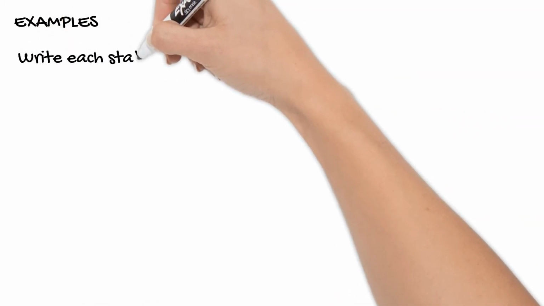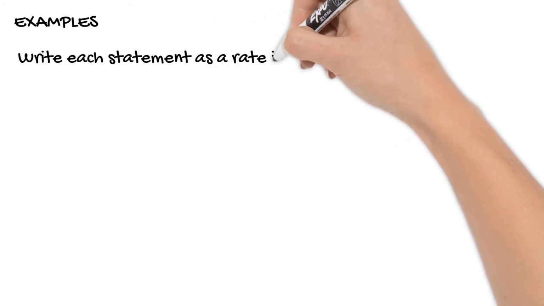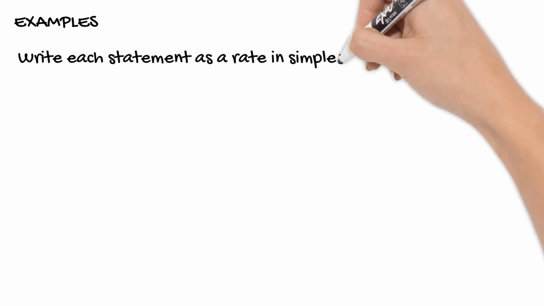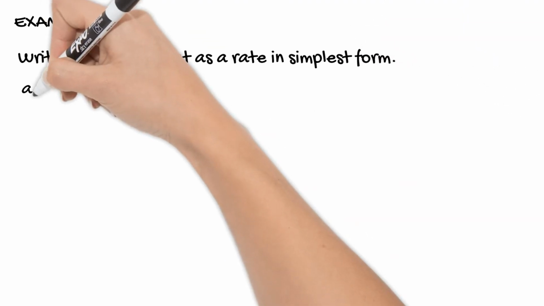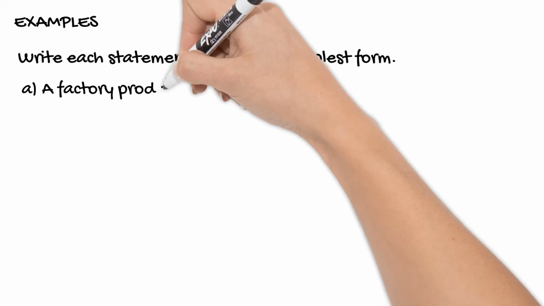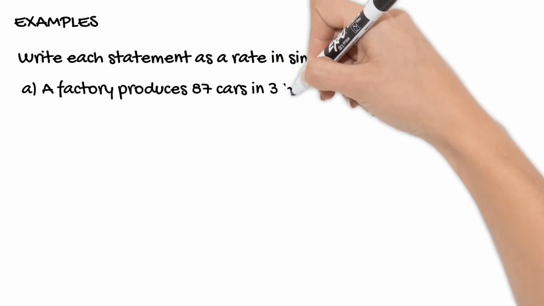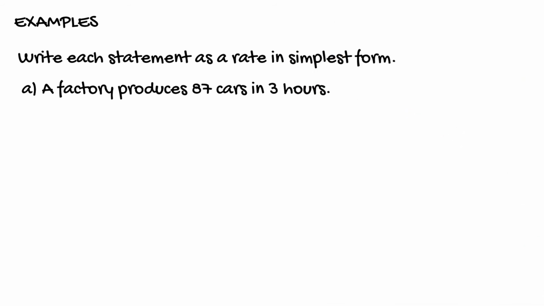So our first example is going to ask us to express 87 cars produced by a factory in 3 hours in its simplest form. So, as I mentioned before, we want to express how many of the first unit, in this case the number of cars, compared to one of the second. In this case, that's hours.